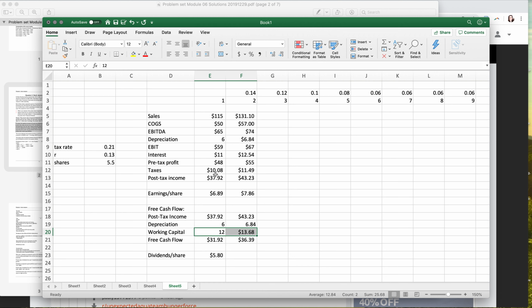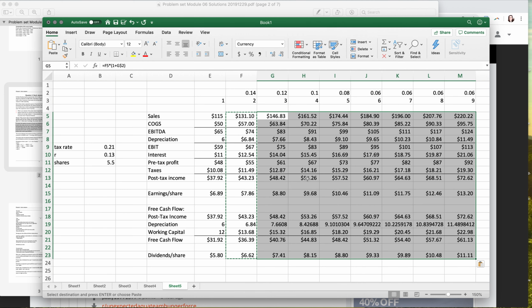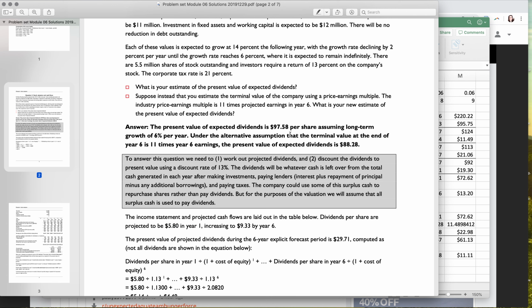So I'm going to add borders where we need borders. And there's one right there. And then dividends, we should be able to just copy over. And I'm going to do this through year 9. Why not? All right, 9.33 should be the terminal dividend in year 6, which is what we have here.